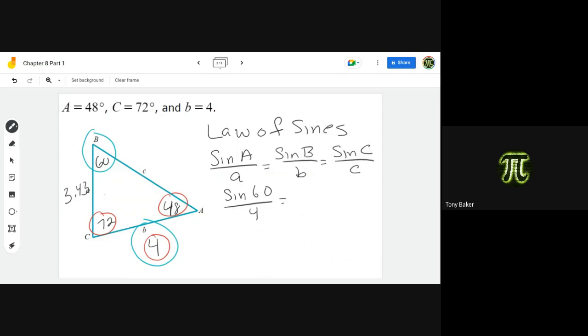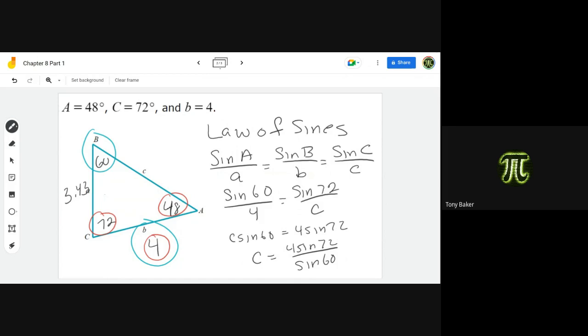So we got sine of 60 over 4. We're now looking for C. So which angle am I using? 72. So we have sine of 72 over C. Same concept, cross multiply. So C sine 60 equals 4 sine 72. So C equals 4 sine 72 over sine of 60.